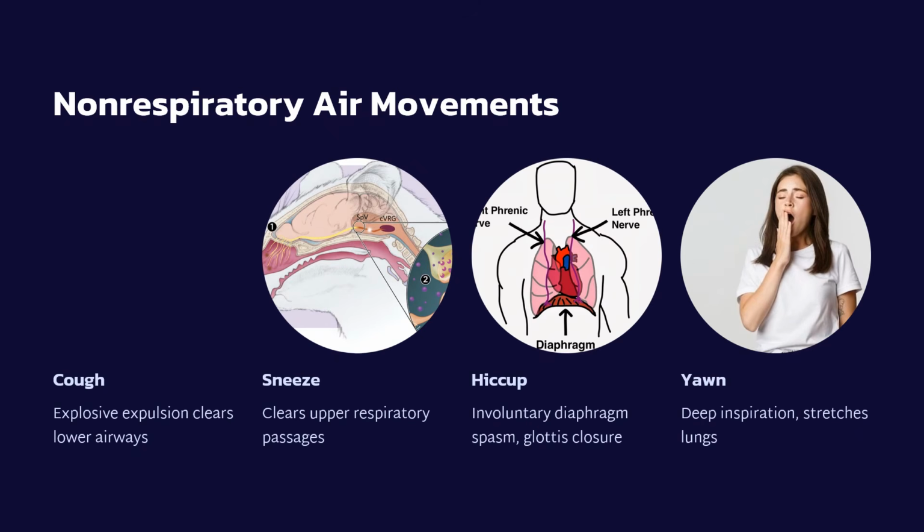So these are some of the non-respiratory air movements. The cough is the explosive expulsion which clears the lower airways. So it's a mechanism for our body to clear out the airways. Also the sneezing clears the upper respiratory passages. The hiccup is an involuntary diaphragm spasm and glottis closure, and the yawn, or the deep inspiration, stretches the lungs.